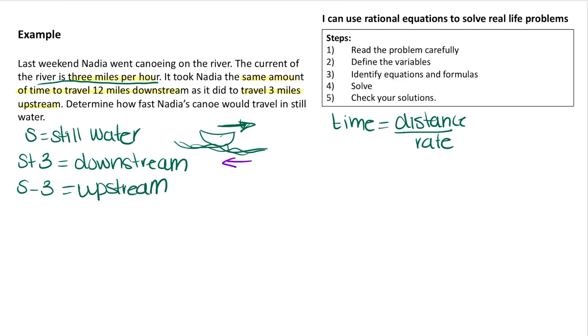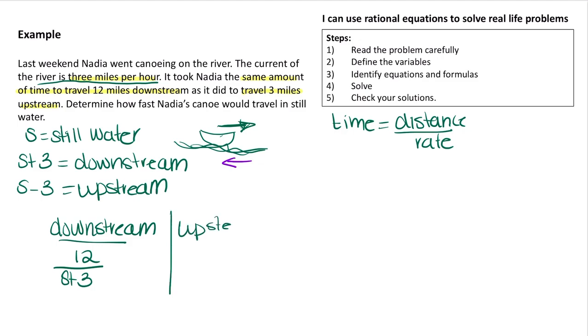Okay, so now let's think about all the information we have. So we know that downstream, she's going to go s plus 3, right? That's going to be her speed, so that's going to be the rate. And then the distance she goes downstream is 12 miles, right? So we can say downstream, we have 12 miles, and then the rate is going to be s plus 3. And then if we think about upstream, she's going to go 3 miles, and then that rate is going to be s minus 3, okay?